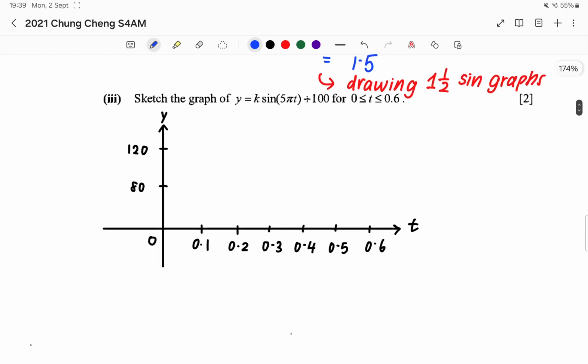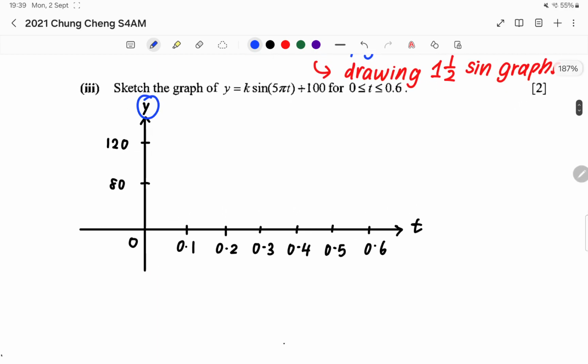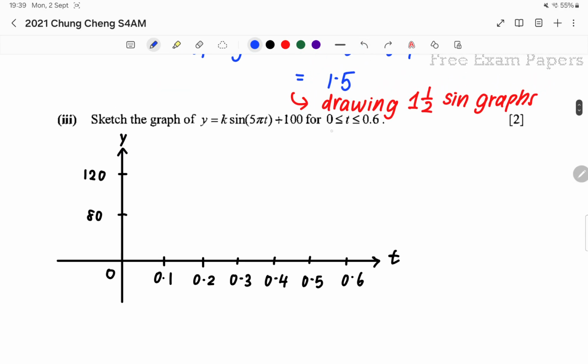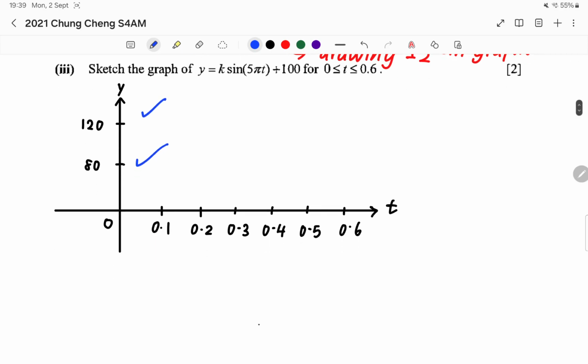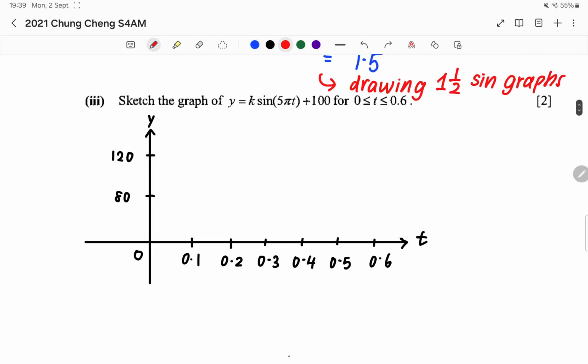So when you draw your Trigo graph, always have your axis labeled properly. Be very careful in this case. While this is y, this is not x. It is time, so it will be t. And they want us to draw for this range over here. So you must have your maximum, minimum, and values of 0 to 0.6. So this is what we're looking out for. And before we start drawing, we also need the axis of curve, which is y equals to 100.